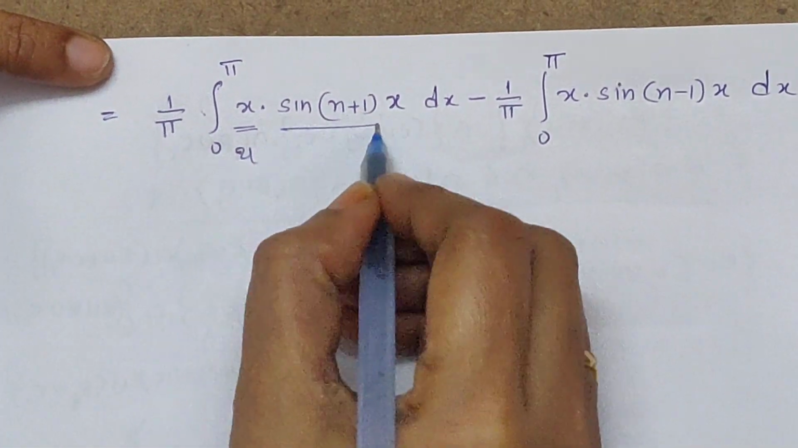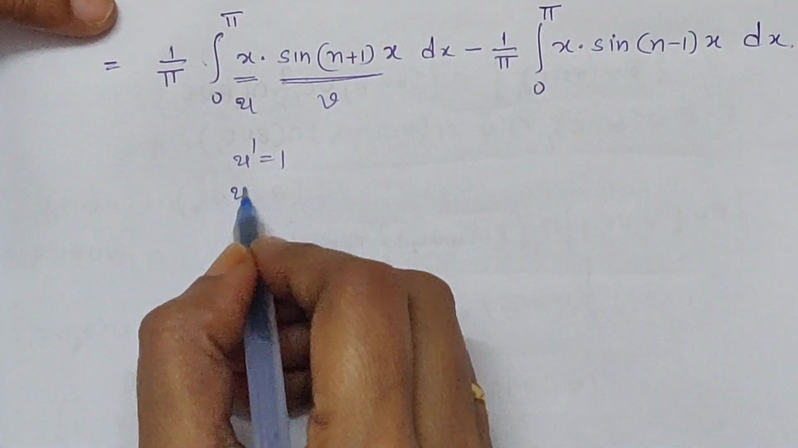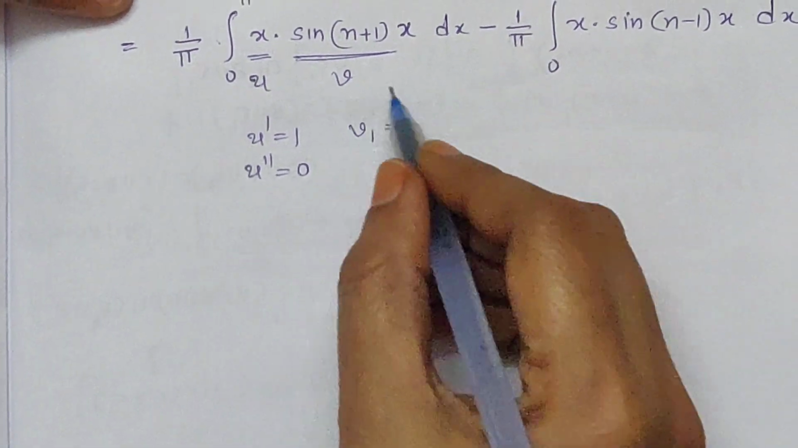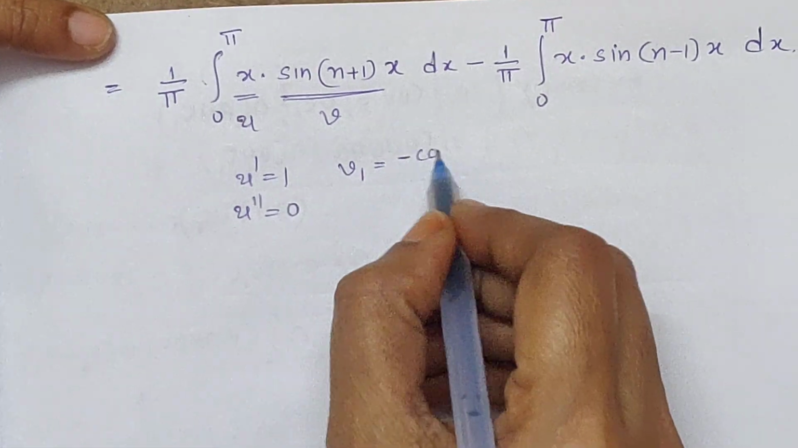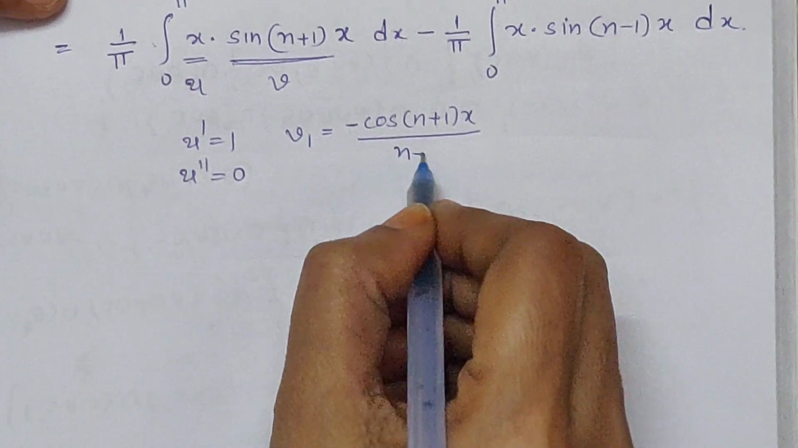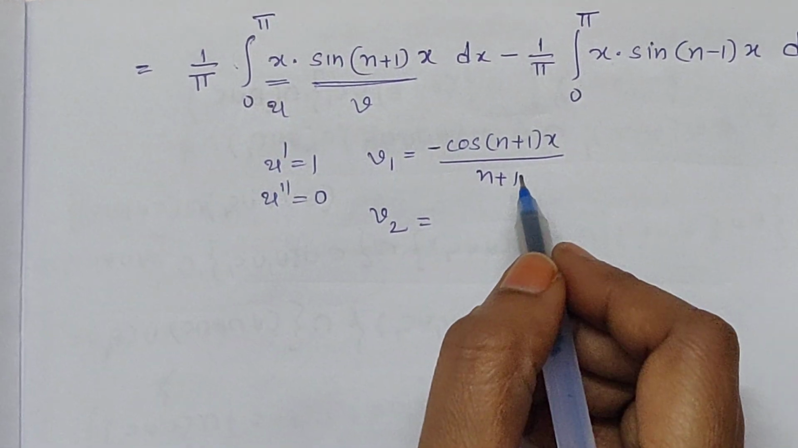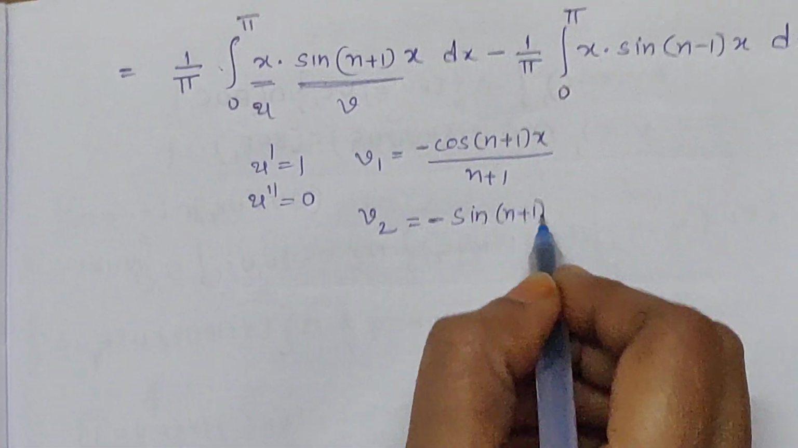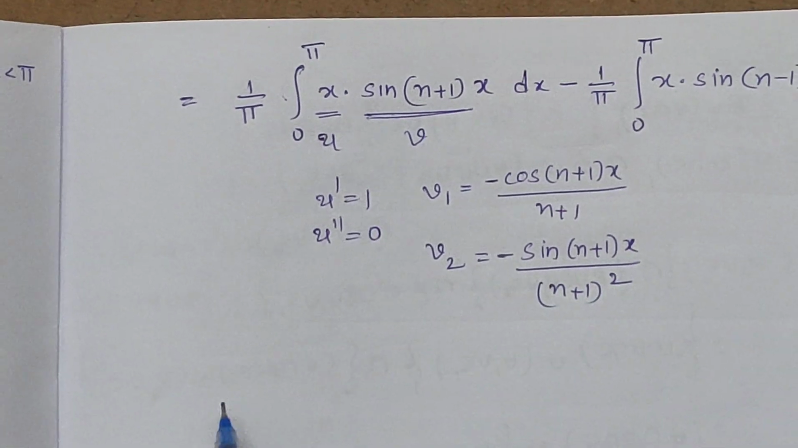Take this as u and this as v. u dash equals 1, u double dash equals 0, v1 equals, for sine integration, minus cos of n plus 1 of x by n plus 1, v2 equals, for cos integration, minus sin of n plus 1 of x by n plus 1 whole square.